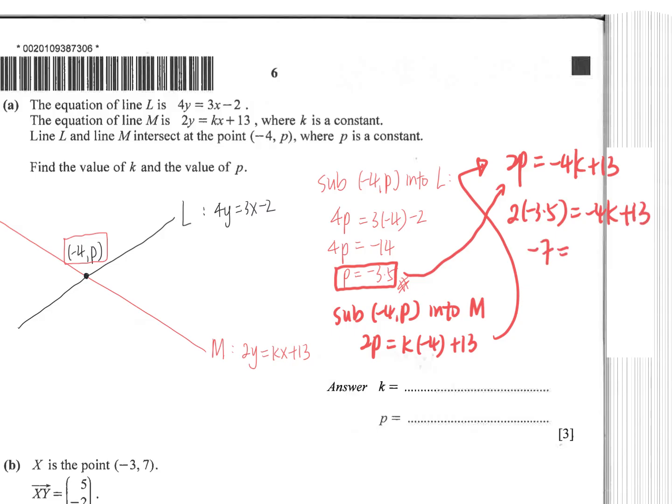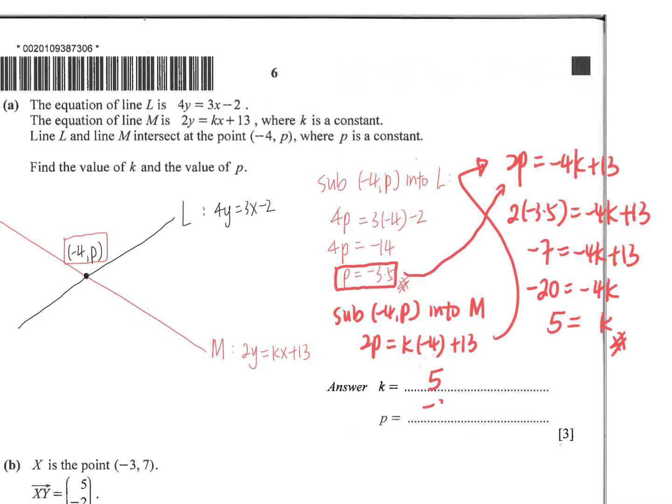So that gives me a negative 7. So minus 20. K is just 5. So this will help me find my K and my P. Okay, put the correct answer on the correct answer blank. Okay, the next one is the vector one that we will recap.